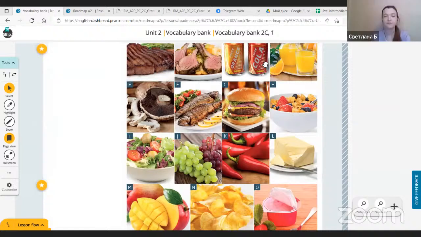The next one. Fizzy drinks. Very good. Next, juice, mushrooms, fish, burger. Cereal. Cereal, very good. Salad, and next, J. This is grapes, and chili, butter, mango, crisps, and yogurt.